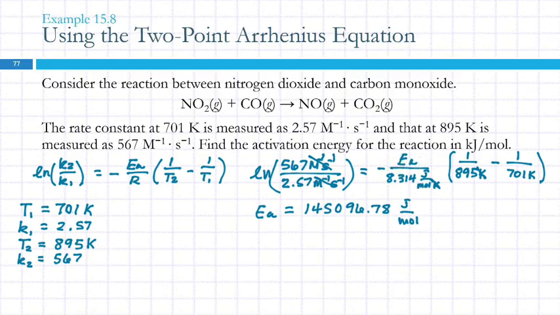So we're supposed to put it in kilojoules. So we need to move the decimal point 3 places. And so we're going to report that as 145 times 10 to the 3 kilojoules per mole.